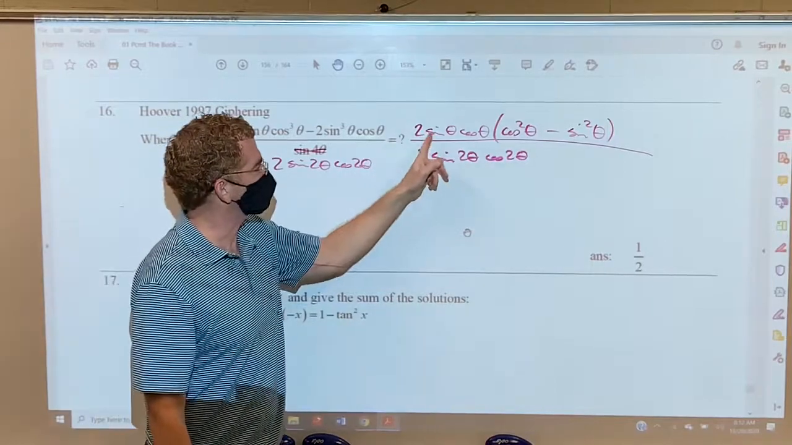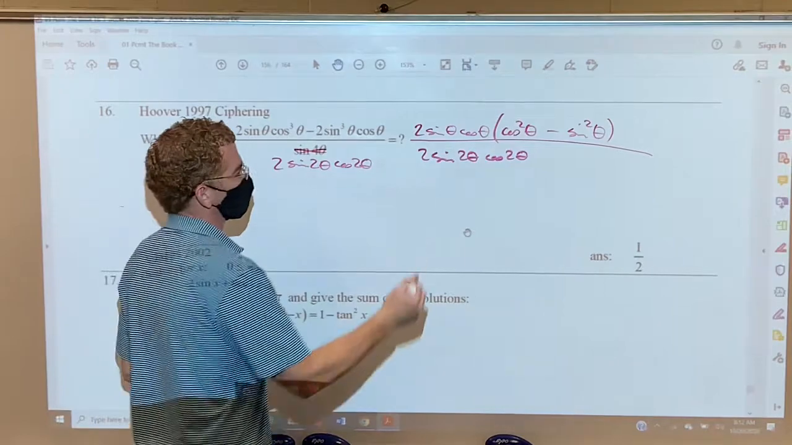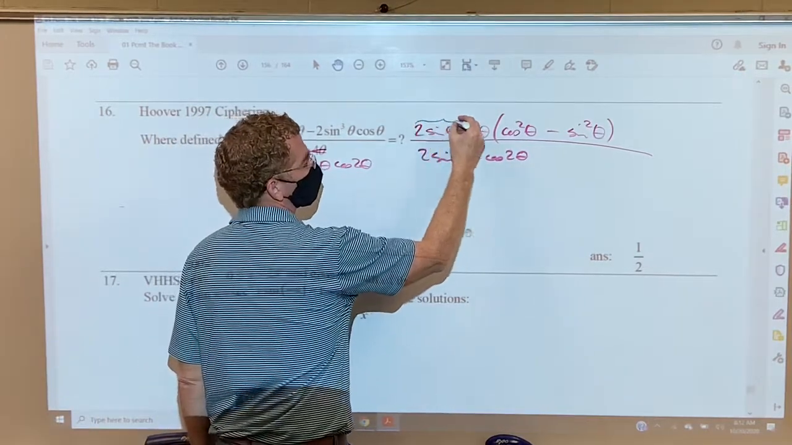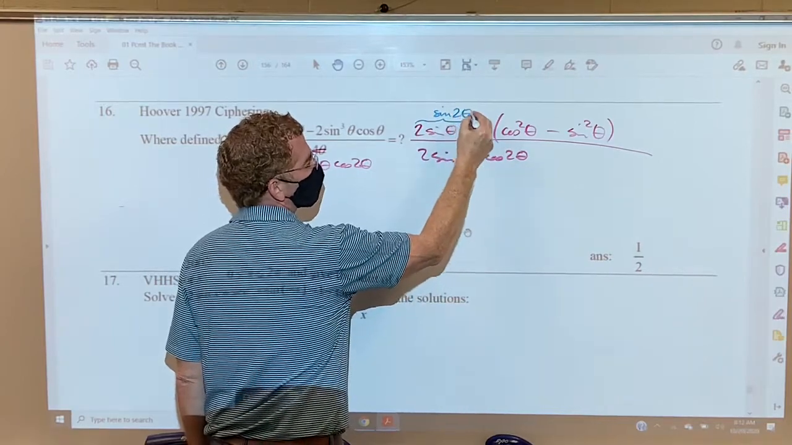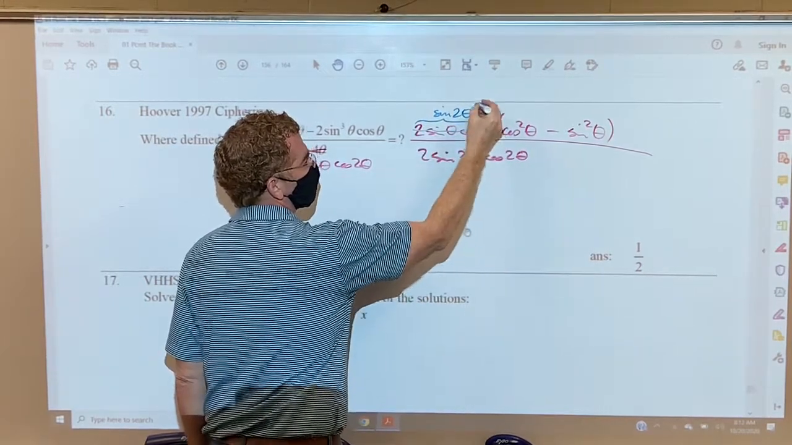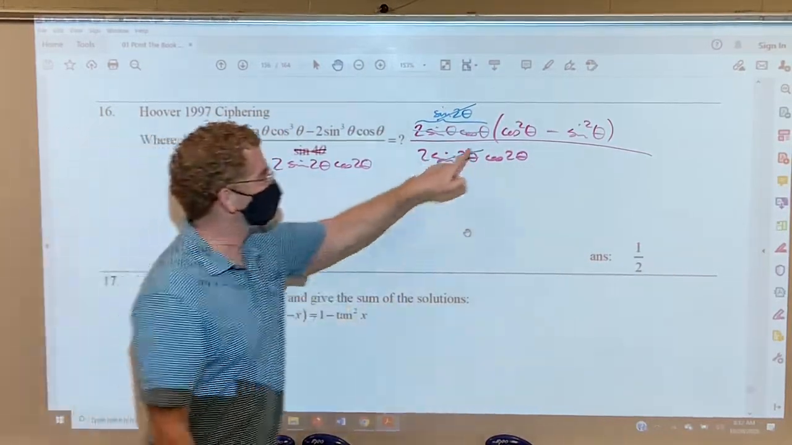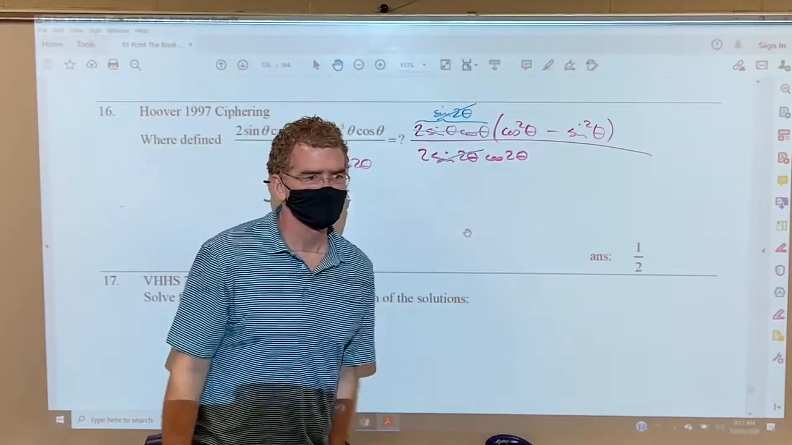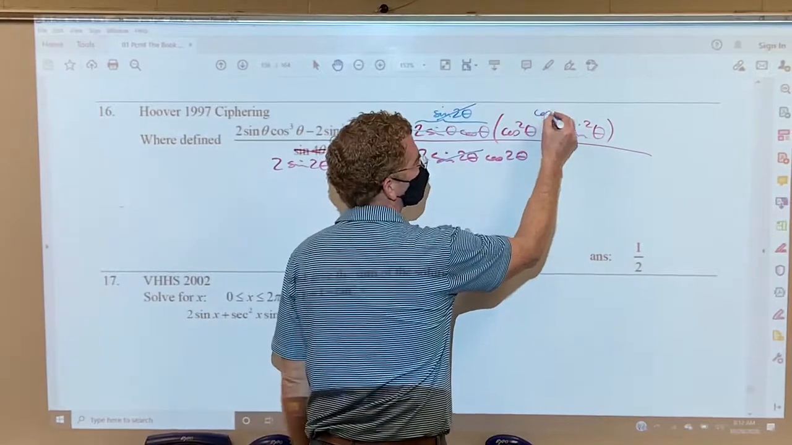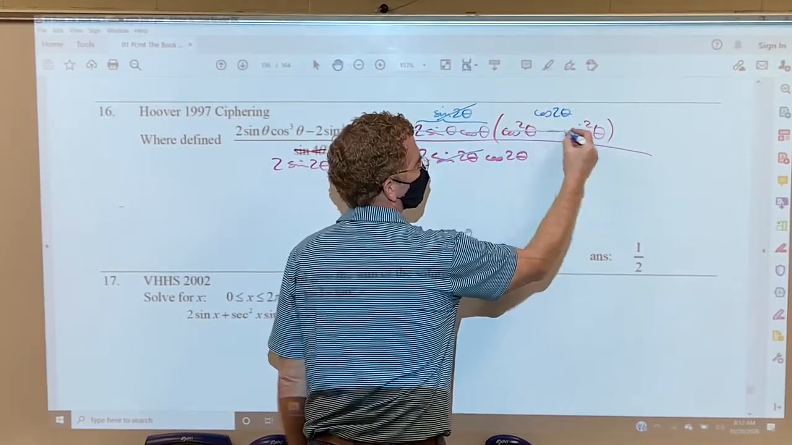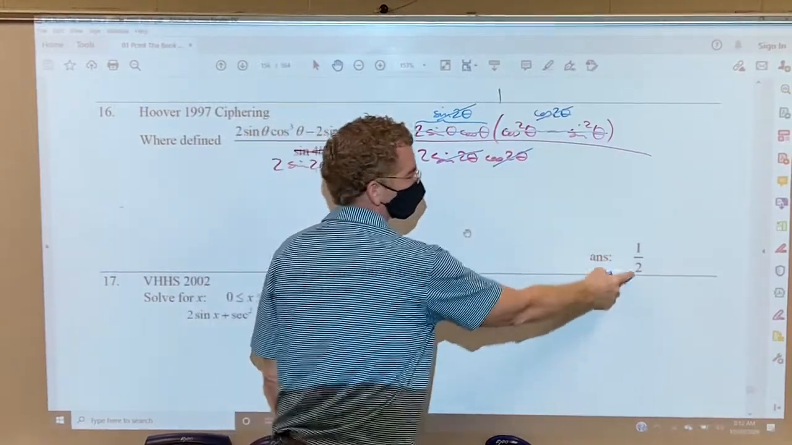Now, what is 2 sine theta cosine theta? That's the sine of what? 2 theta. So if that's the sine of 2 theta, it cancels with that. Okay? What is this? That's a double angle cosine. It's one of the 3. So that is cosine of 2 theta. And that cancels with that. And all I have left now is 1 over 2.